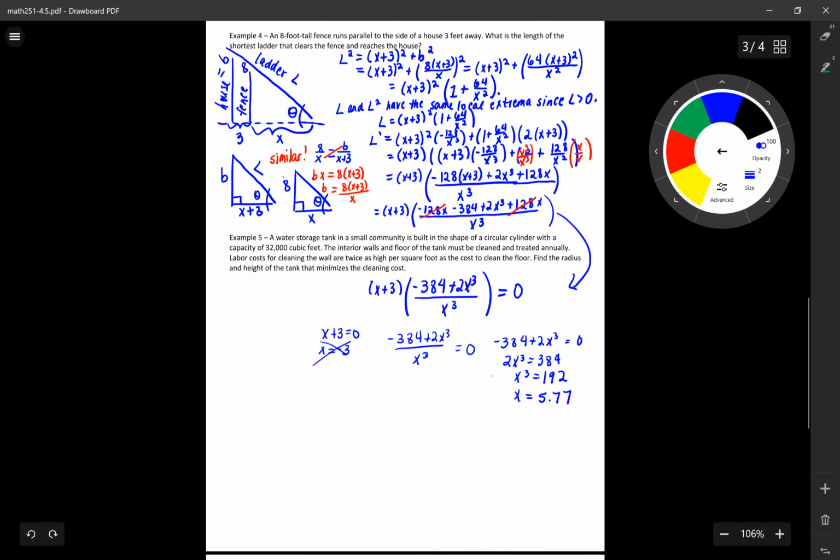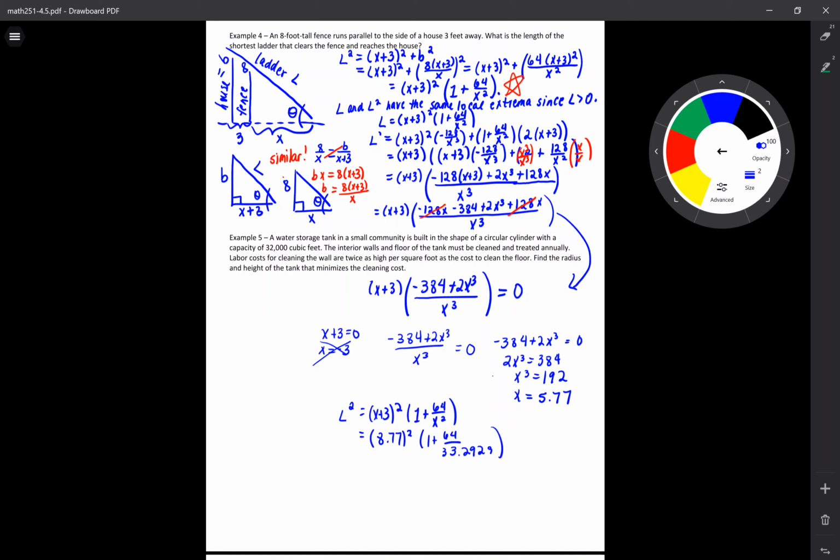So here I have L squared is equal to x plus 3 squared times 1 plus 64 over x squared. If I plug in x here, I get 8.77 squared times 1 plus 64 over 5.77 squared is equal to 33.2929.